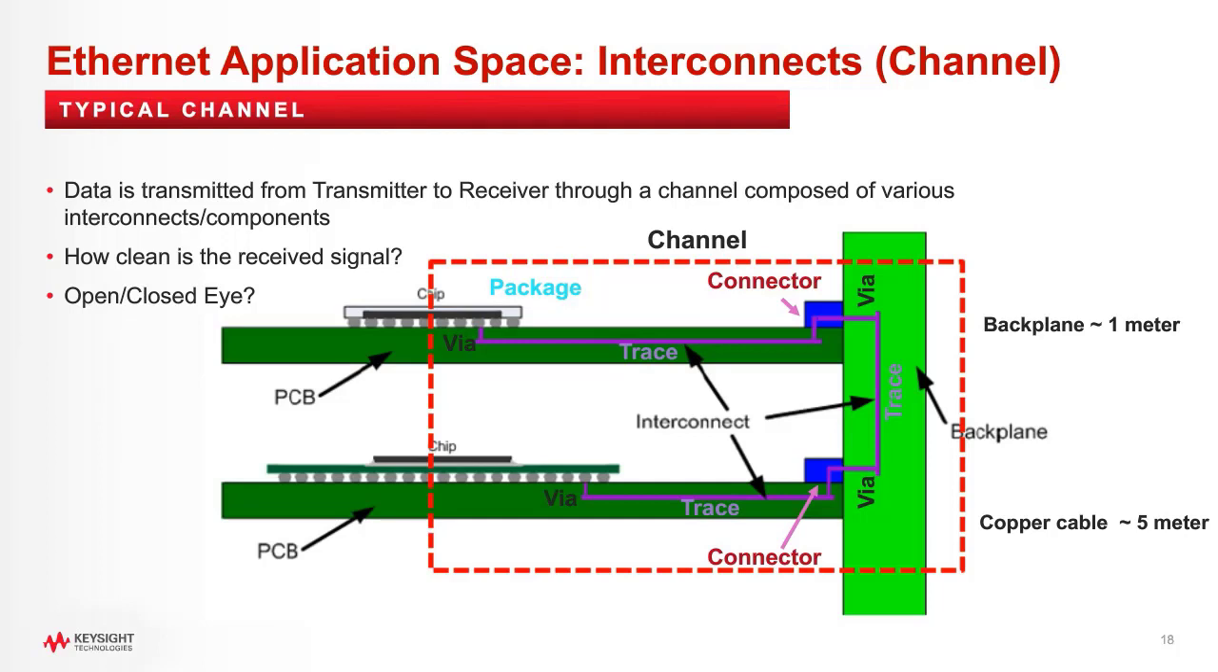Okay, now let's move on to interconnects or channels. As illustrated in this picture, the data is transmitted from a transmitter to a receiver through various channel components such as balls, vias, traces, connectors, and so on and so forth. The question is, how clean is the received signal after going through this complicated channel that may come with signal integrity impairments, and also, can we open the eye after? In order to predict the system performance like this, we really need accurate channel models.